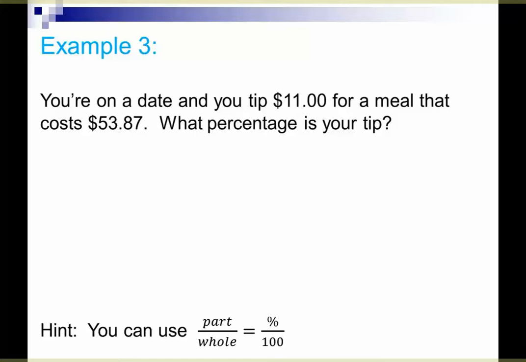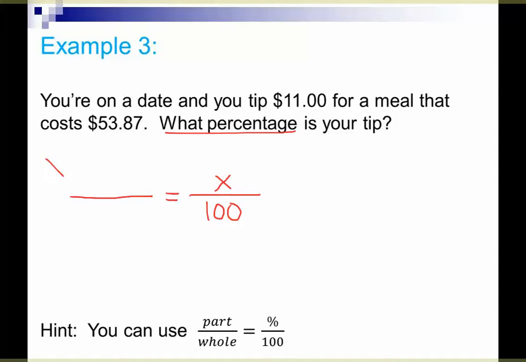It says you're on a date and you tip $11 for a meal that costs $53.87. What percentage is your tip? Okay, I want to go through this one together. So let's set this up together. You know we're going to use a proportion. So it's going to be some part out of some whole, and that's going to equal some percent number over 100. And in this problem, we don't know the percentage because that's what we're asking. Even up in the question, it says what percentage. So we don't know the percent number. That's going to be our x.